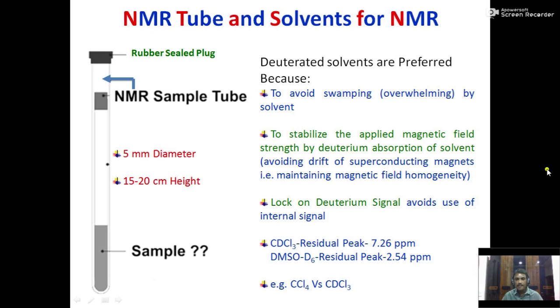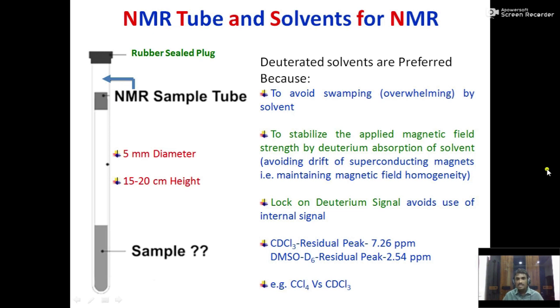You can use internal reference standards such as TMS, or if you are using DMSO, DMSO gives a residual peak due to the proton at 2.54 ppm. In the case of DMSO, we don't have to use TMS. The DMSO residual peak itself works as a reference standard. This you have to keep in mind. In the case of CDCl3, we get the residual peak at 7.26 ppm due to the small quantity of CHCl3 left.